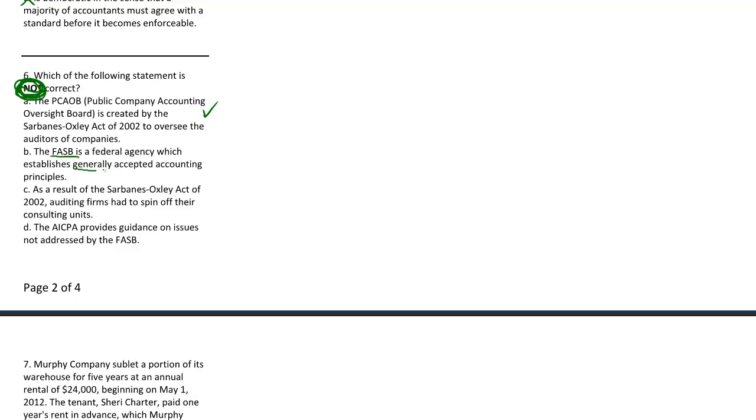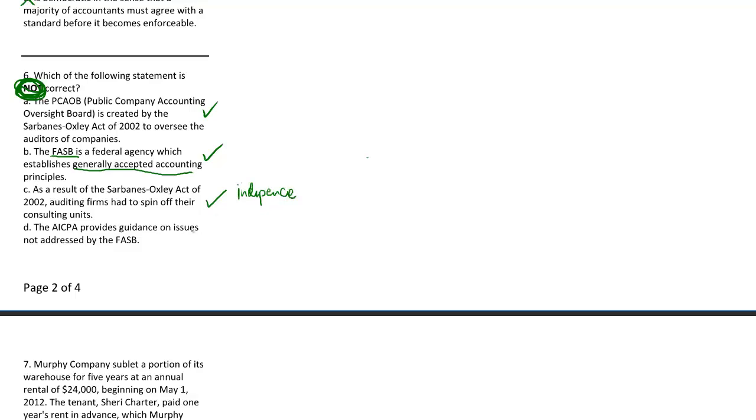FASB forms GAAP. That sounds correct. As a result of Sarbanes-Oxley, auditing firms had to spin off consulting units. This typically happened as a result of that independence issue that we talked about before in the last problem.